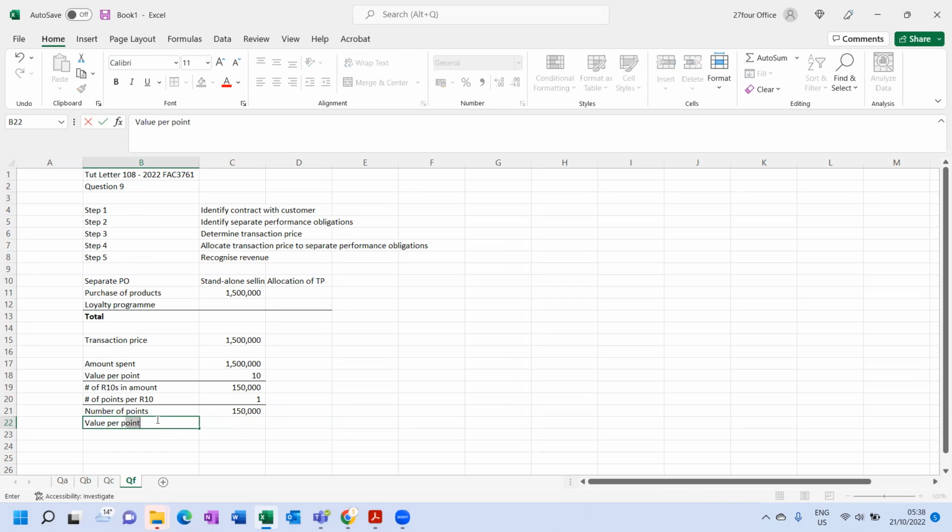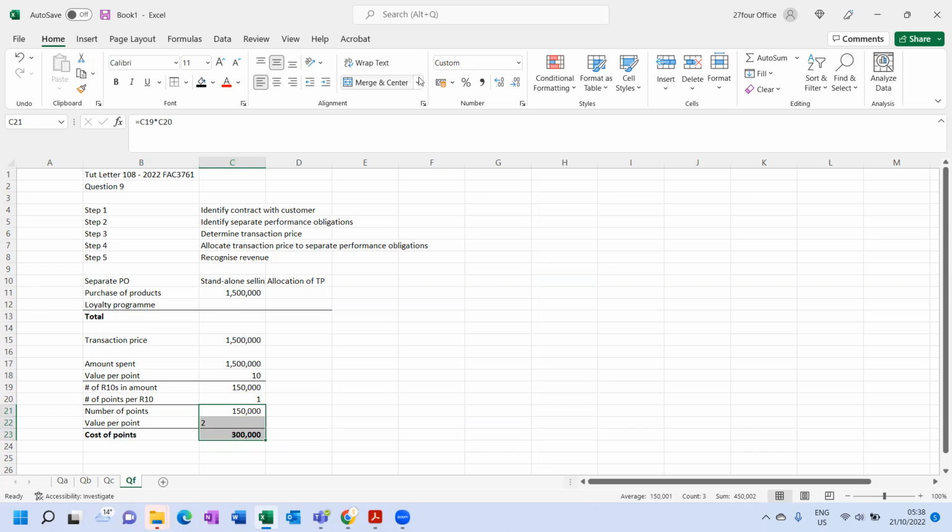Then we're going to say the value per point is 2 rand. So therefore, the cost of points: the cost is going to be 150,000 times 2 rand. Okay, so it's 300,000 rand.